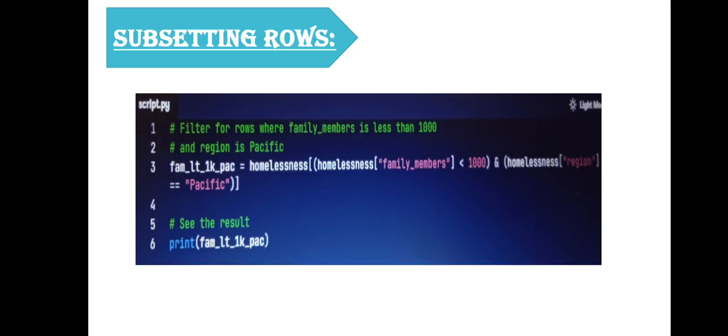Next is subsetting rows. Simply filter for rows where family members is less than 1000 and region is Pacific. Then see the result by typing print fam_lt_1k_pac.